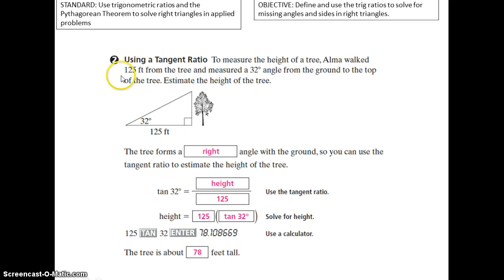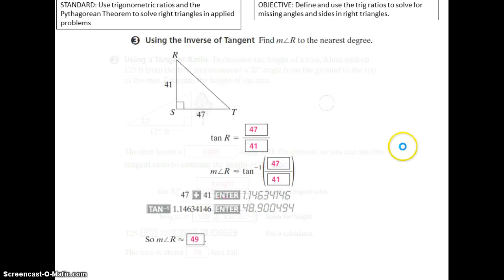Notes time. These are the kinds of problems that you tend to see with right angle trigonometry. You're standing right here looking up at the top of a tree, and this is a 32-degree angle, and it's 125 feet between where you're standing and the bottom of the tree, and we want to find out how tall the tree is. Here's an example of the kind of problem you're going to see with inverse tangent, with finding the angle measurement. We want to find the angle of r right here, so we do what we just got through doing with arctangent.